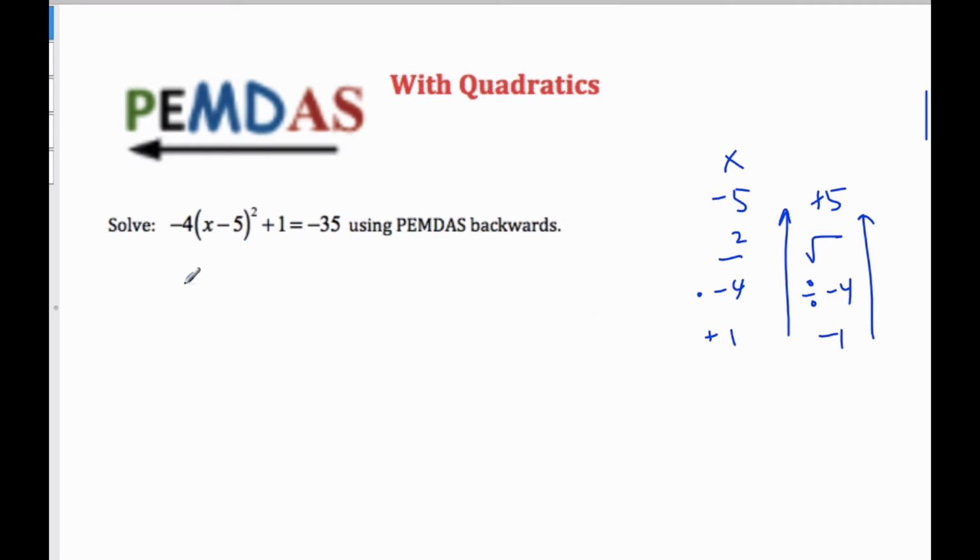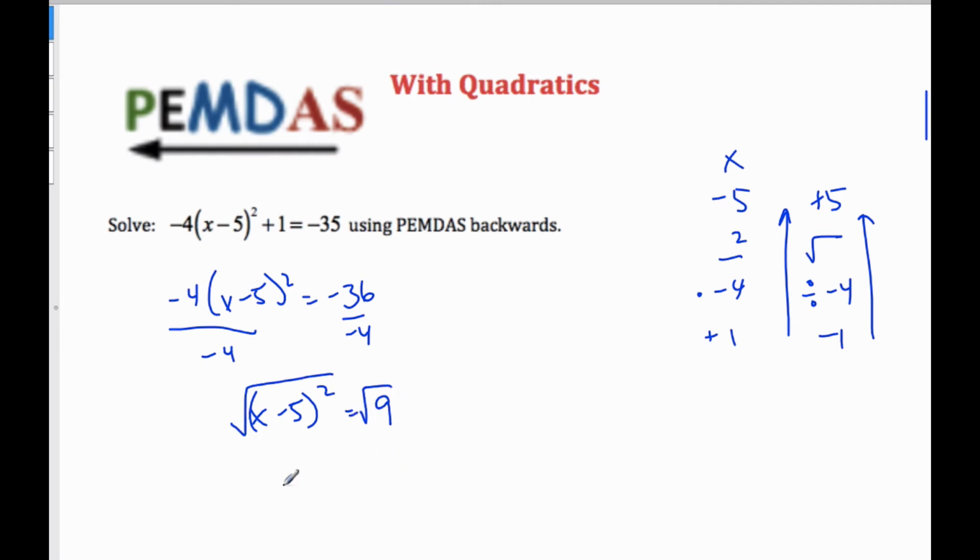I'm going to first subtract the 1, so -4. x minus 5 squared is equal to -36 by subtracting the 1 over. Dividing by -4 on both sides, which gives me x minus 5 squared is equal to 9. And then if I square root both sides, I get x minus 5 is equal to, here's the tricky part, when I take a square root, plus or minus. Okay? And because there's a square here, I should expect to have two solutions.